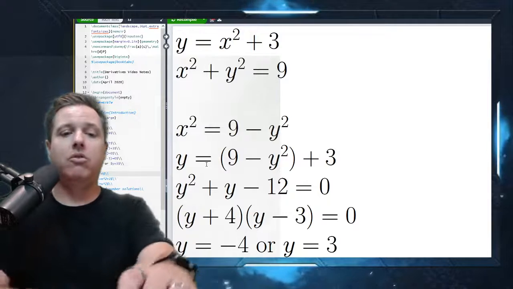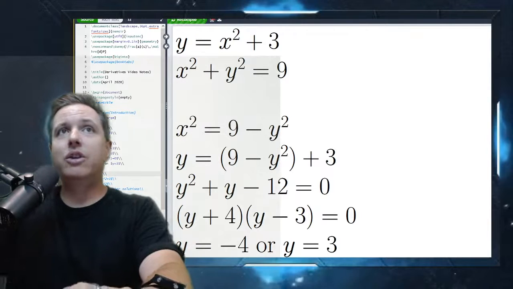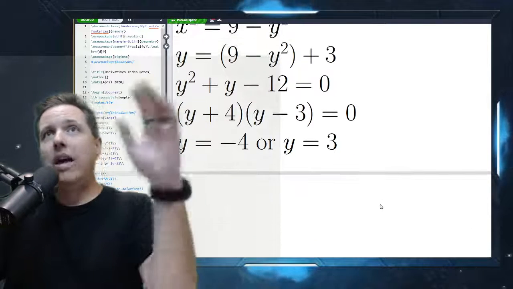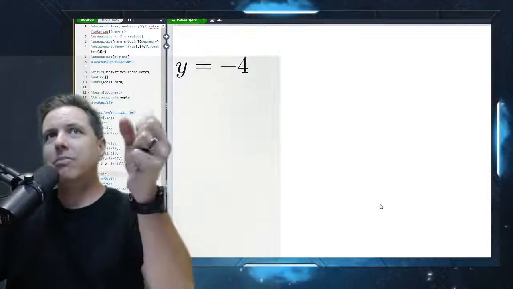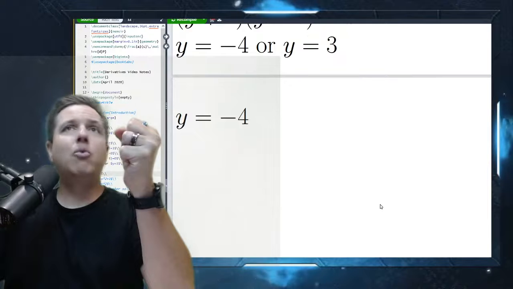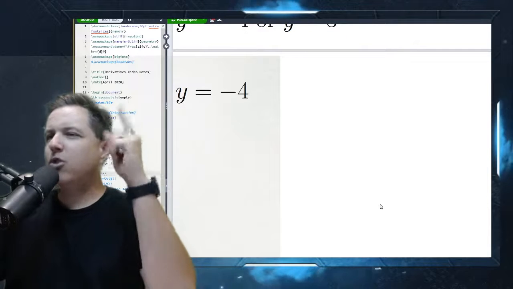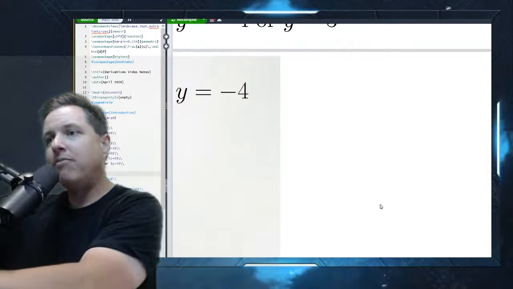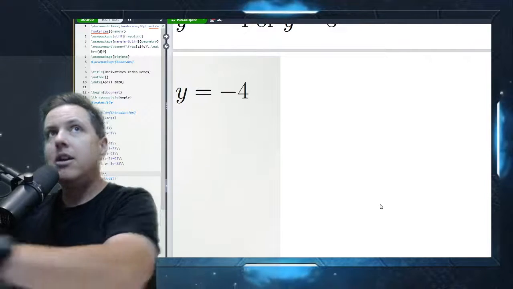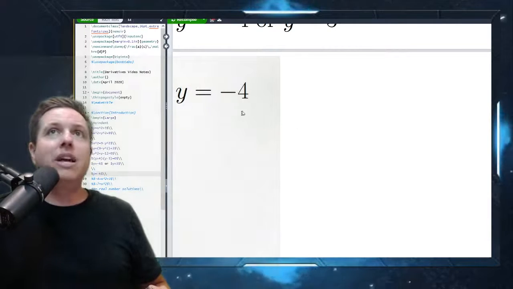So now we're going to restrict ourselves. We're going to say, well, if y can equal negative 4, but also y can equal 3, I'm just going to restrict myself now to the time when y is equal to negative 4. I'm just going to worry about that one for the moment. We'll put the y equals 3 to the side, and we'll get to that in just a minute. But for now, let's focus on y equals negative 4.